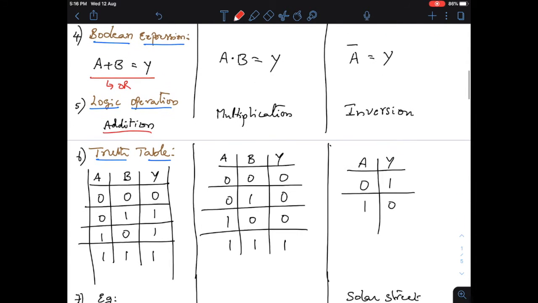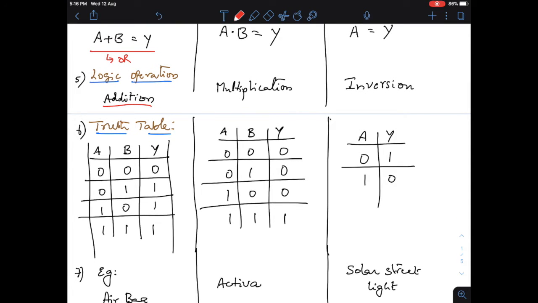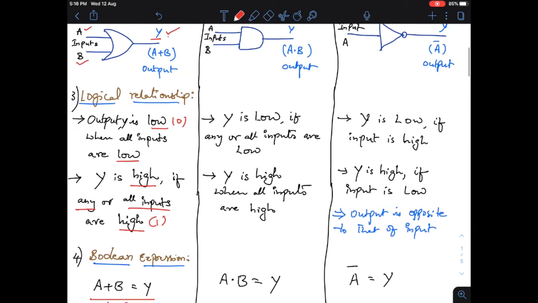Truth table. Now, let us see the truth table. Now, we have inputs and output. So, A is 0, B is 0. Both of them are 0. Then output Y is 0 plus 0, that is 0. Then, input A is 0, B is 1. Either of them is high, then this is 1. So, OR. So, 0 plus 1, you have high.